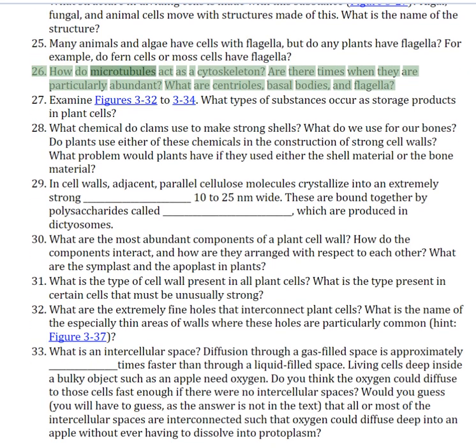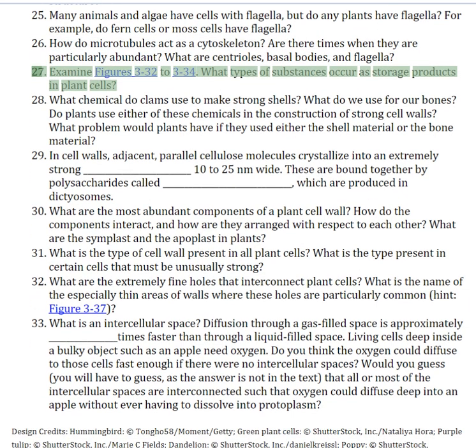26. How do microtubules act as a cytoskeleton? Are there times when they are particularly abundant? What are centrioles, basal bodies, and flagella? 27. Examine figures 3:32 to 3:34. What types of substances occur as storage products in plant cells?